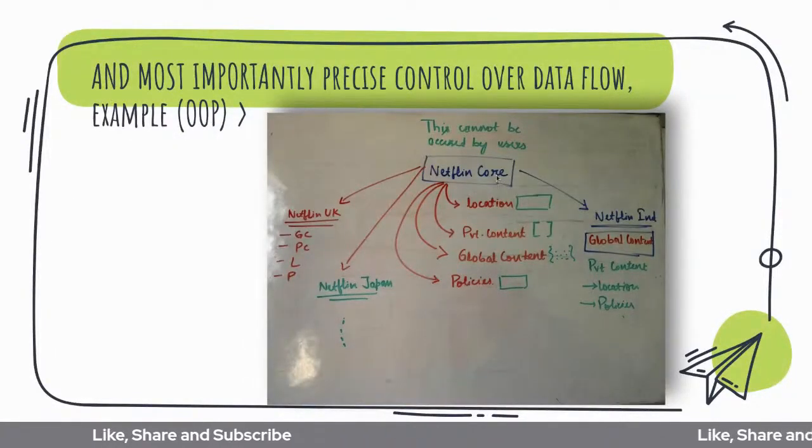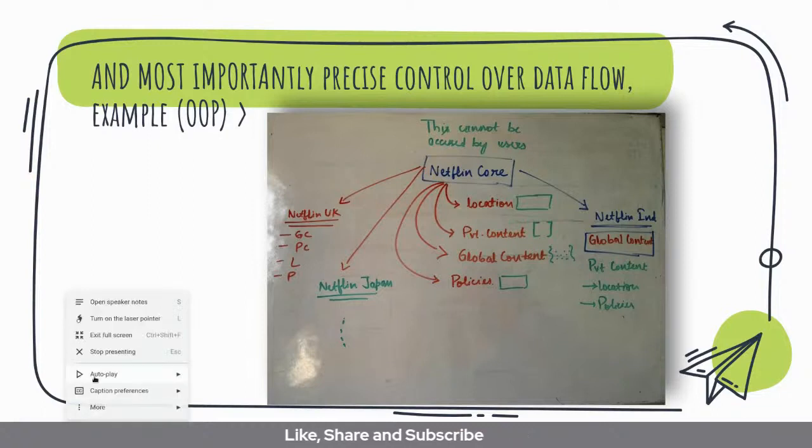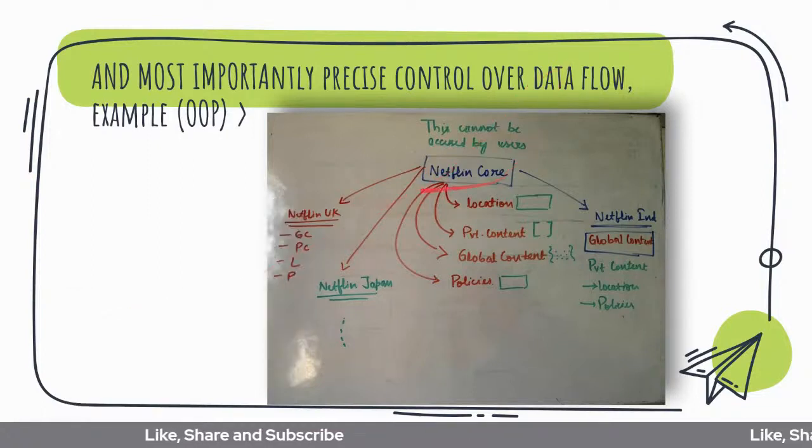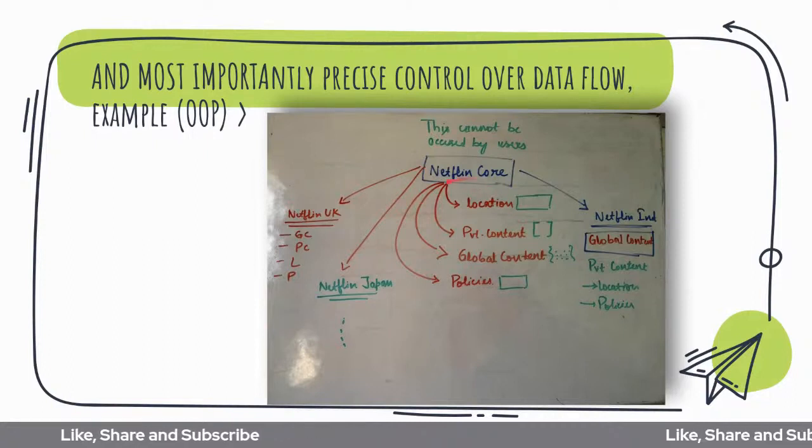We create an idea rather than creating a database. We create an idea, a blueprint, which itself cannot be used. Let me turn on my pointer. This Netflix core cannot be used. This is just a blueprint. Like before your house is built, a blueprint is made, and based on that idea, your house is built. Similarly, we have a Netflix core, which is just a blueprint.